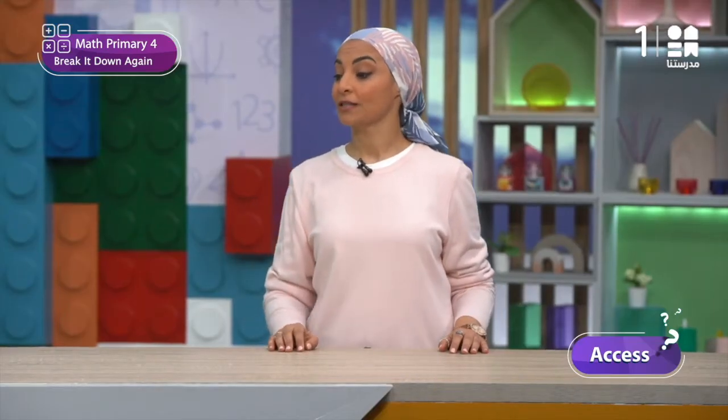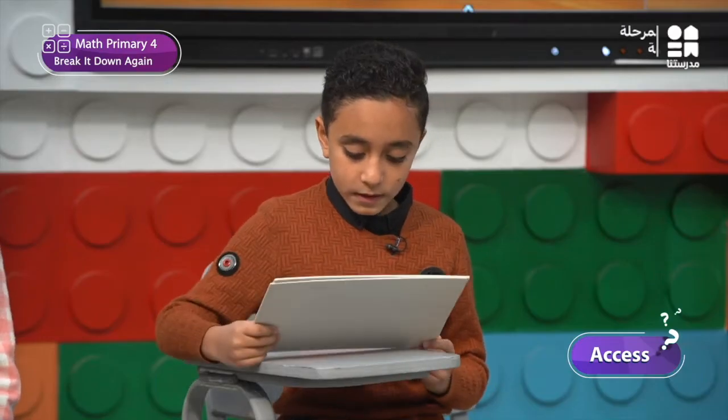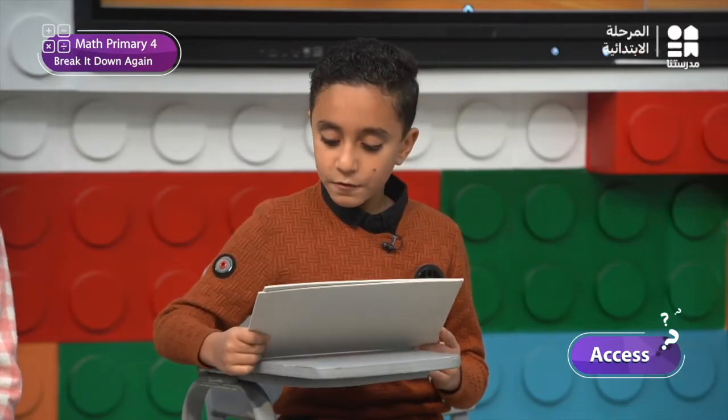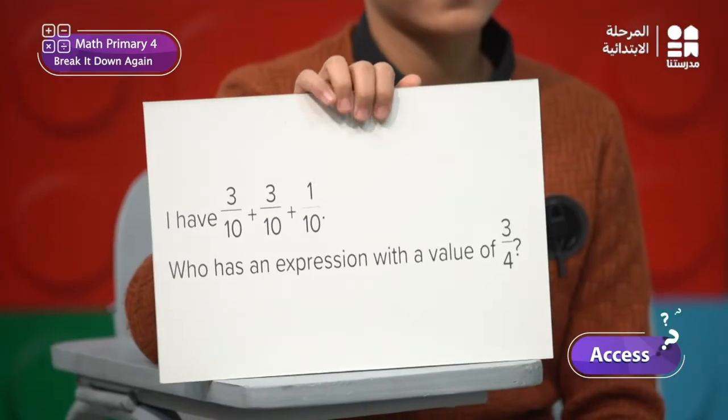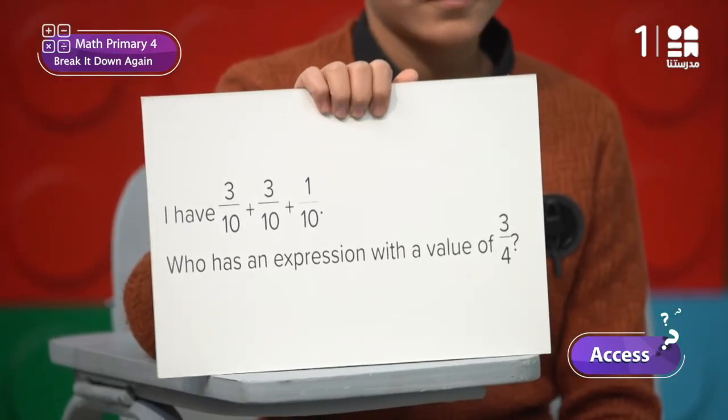Okay, now can you tell us the second fraction? Who has an expression with a value of 3/4? Now show me, Yusuf. You want an expression with value of 3/4. Who has this one?